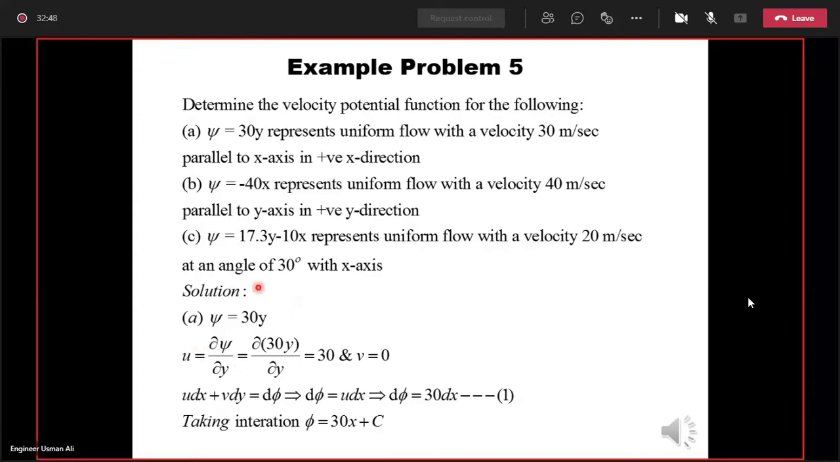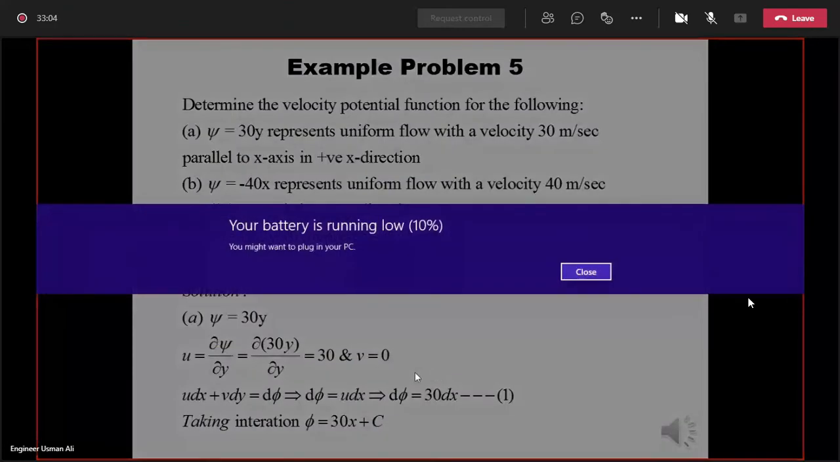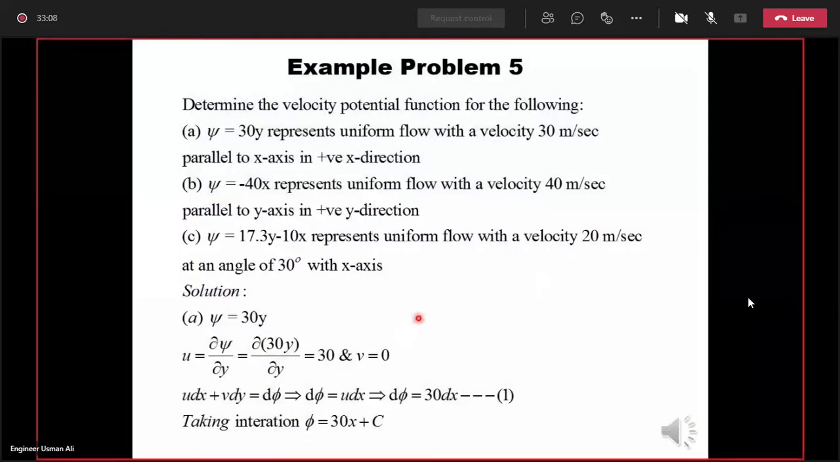So first of all, taking the first part, psi is 30y. So we know that mathematically u is partial psi over partial y. So partial of 30y over partial y is equal to 30. And we know that v is minus partial psi over partial x. So partial of 30y over partial x is 0. And it is also mentioned that along the y-axis there is no velocity component, so we will take that as 0 as well.